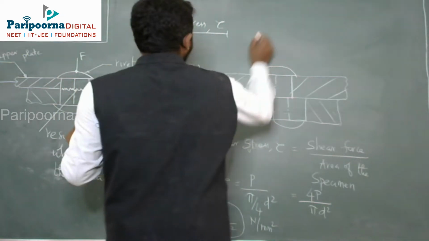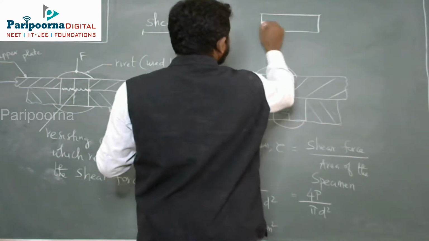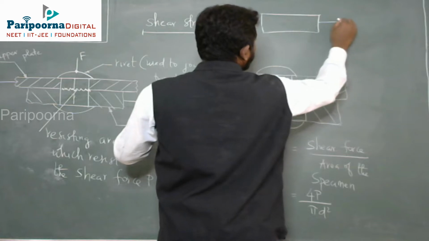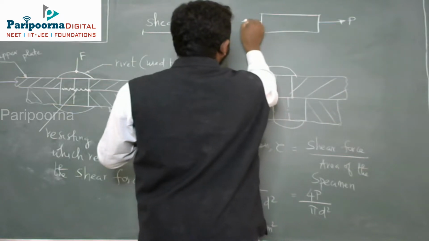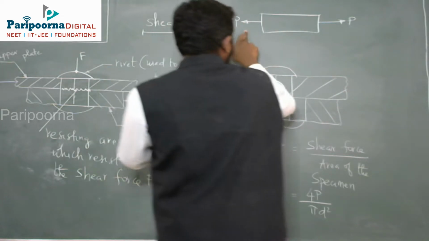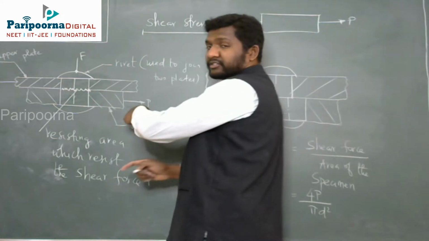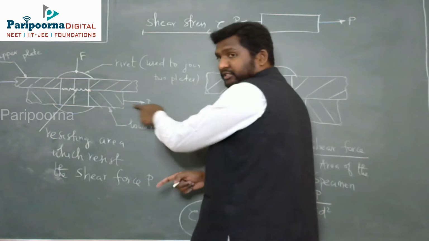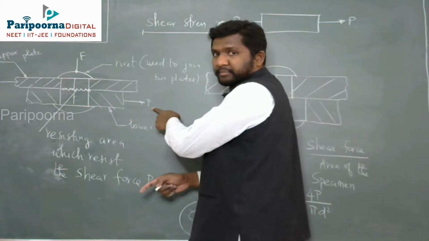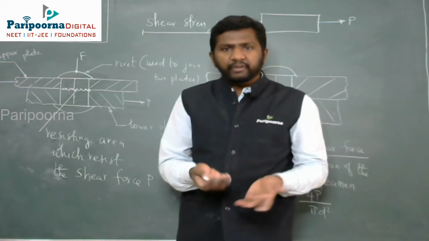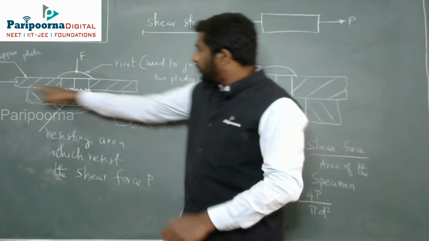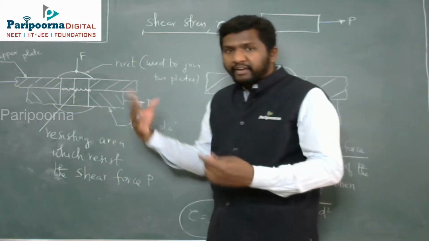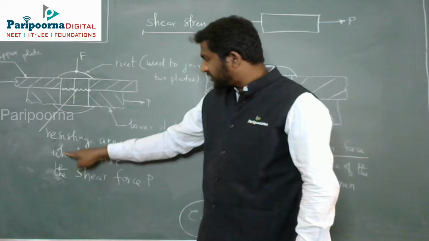You should not confuse this with tensile stress. That was the same cylindrical member with the load applied like this, and that loading is tensile load, but this loading is different. One force is applied on the upper plate, another force is applied on the lower plate. Now, what is your imagination for this loading? How will the failure take place across this resisting section?